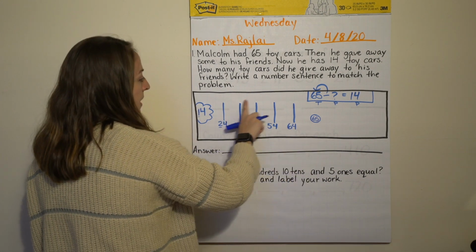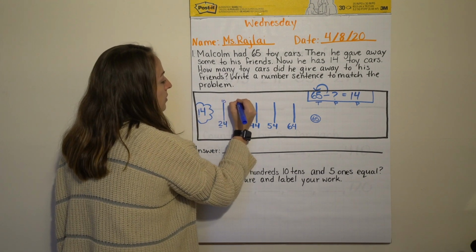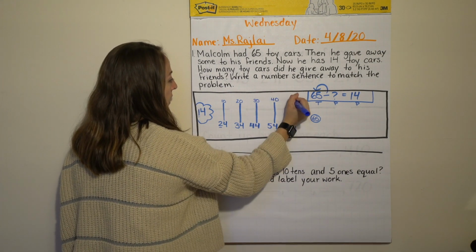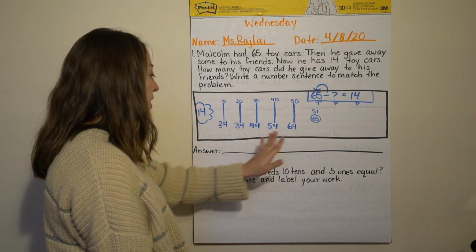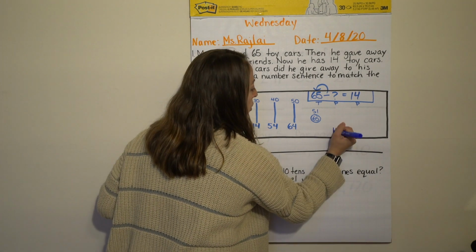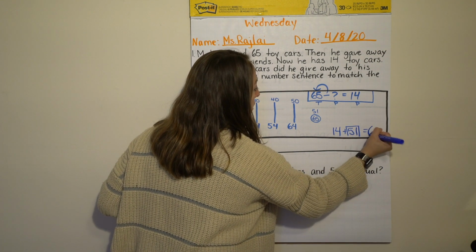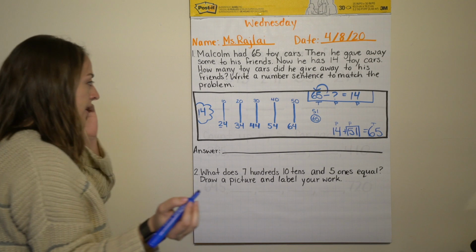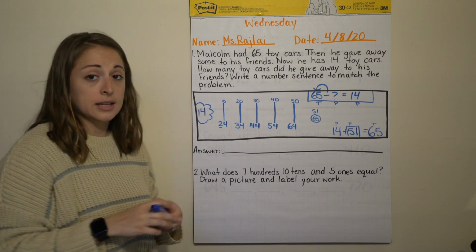Whatever I drew here is my missing part, so now I have to count what I just drew. 10, 20, 30, 40, 50, 51. Now you can write a number sentence that matches your work. It's okay if it's different from mine. So I did 14 plus 51 equals 65, which is our total. Now you can answer this in a complete sentence. How many toy cars did he give away to his friends?